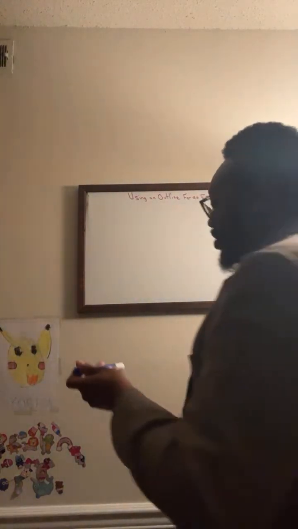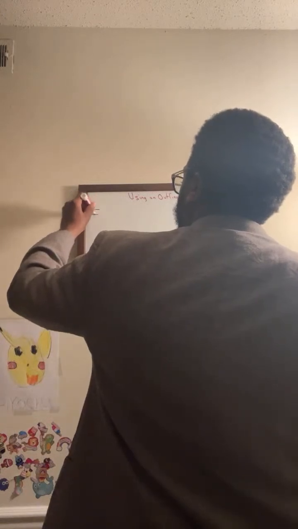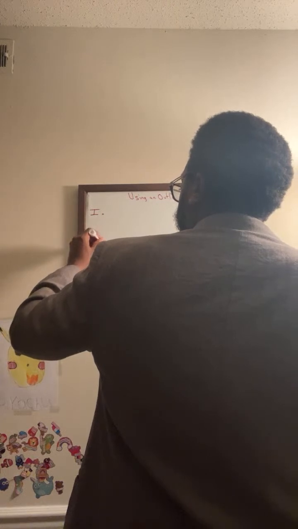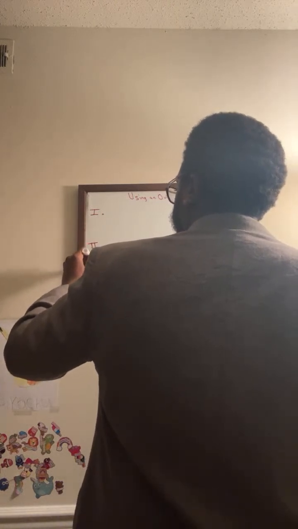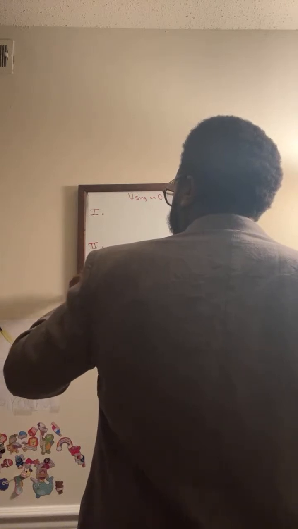What I need you to do when you see this video, grab your device or a sheet of paper. Write Roman numeral 1, leave a little space. Roman numeral 2, leave a little space. Roman numeral 3, leave a little space. Roman numeral 4, leave a little space. And then Roman numeral 5.